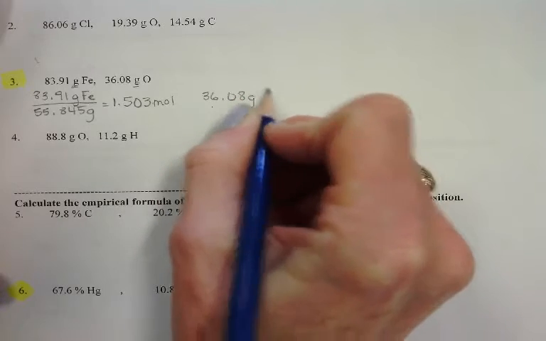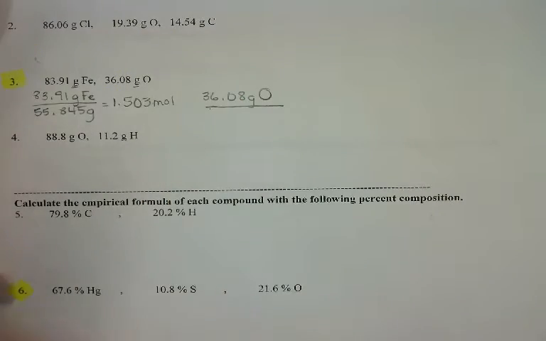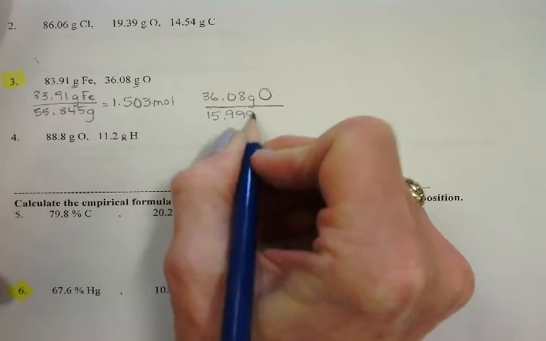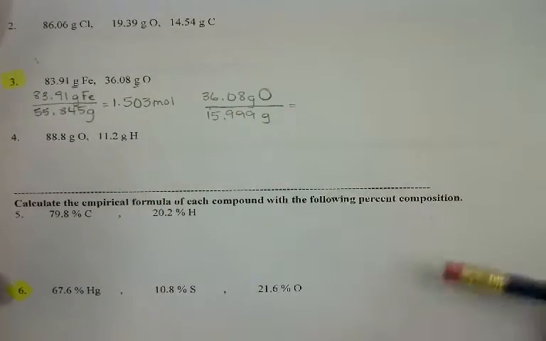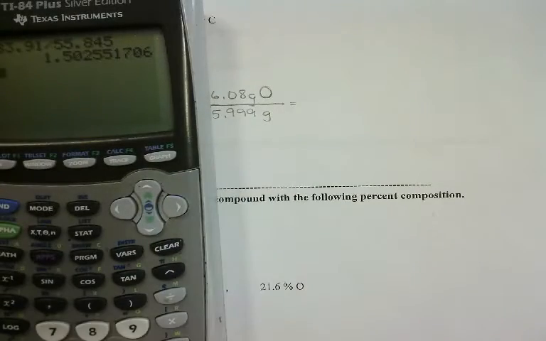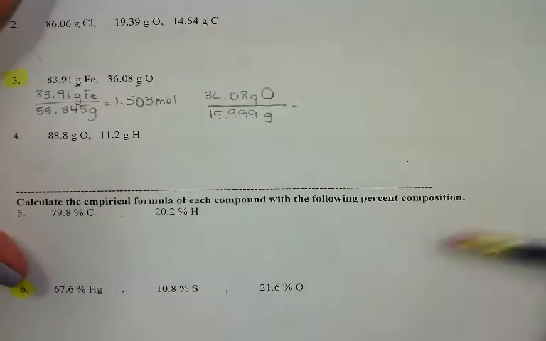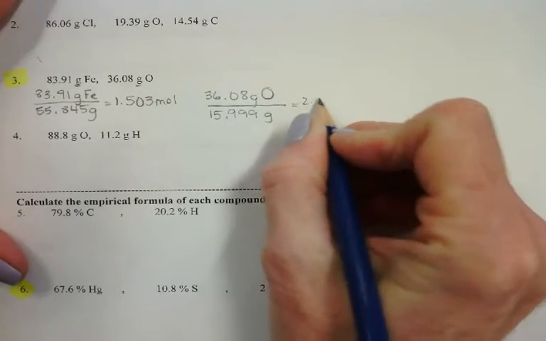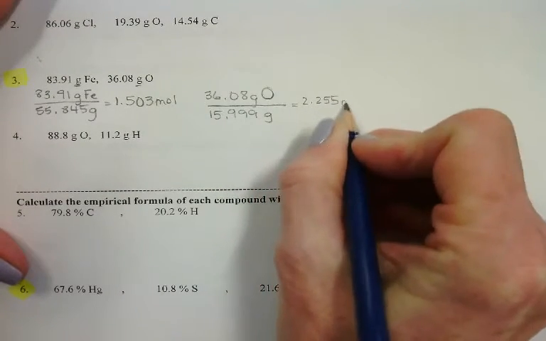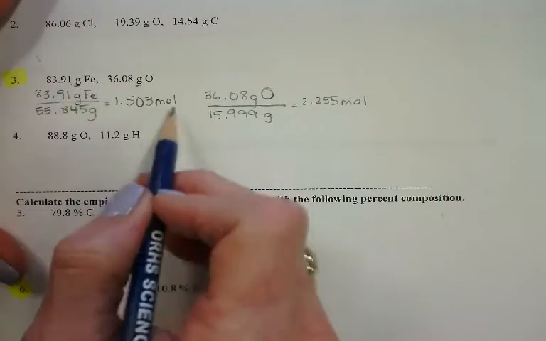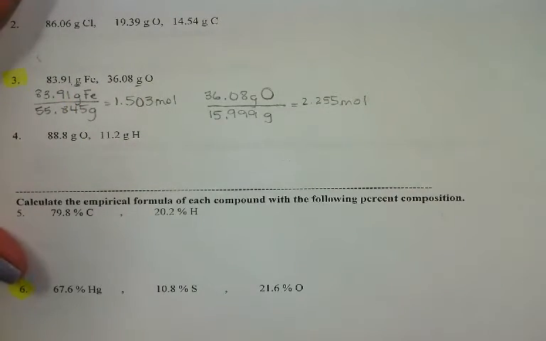36.08 grams of oxygen divided by the molar mass of oxygen on your periodic table, 15.999. Let's see what that is. 36.08 divided by 15.999 gives me 2.255 moles. Okay, so we've done percent to mass, mass to moles.